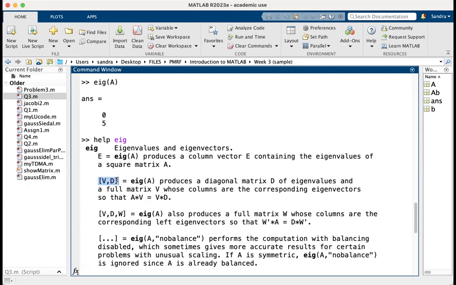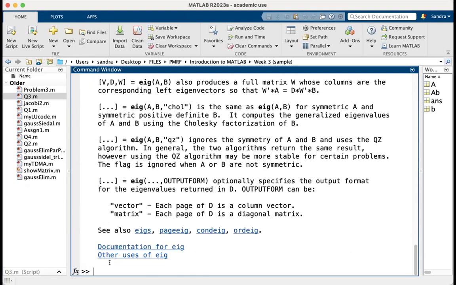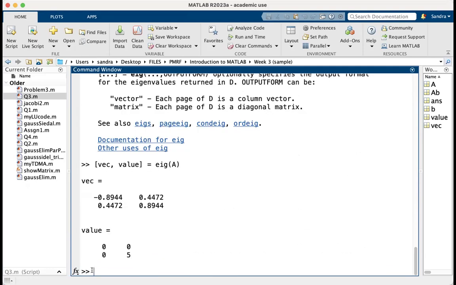If you're giving two outputs, that is, instead of writing it like that, I write it like this: V, comma, D, vector and value. I'm giving two outputs like this. What will happen is I'll get two matrices like this. In the first matrix, this column corresponds to my first eigenvector. This column corresponds to the second eigenvector.